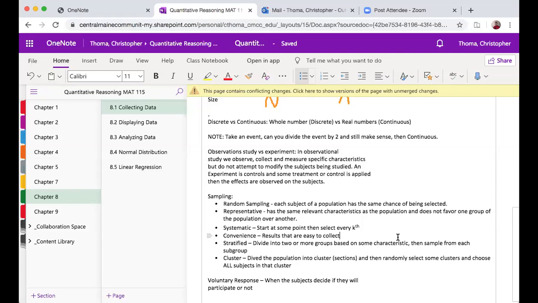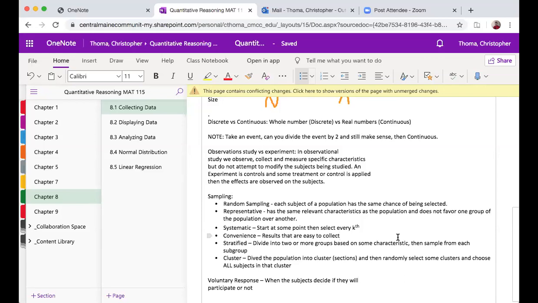So, you know, if I'm on CMCC campus and I want to get an opinion of how things are going with everybody doing this social distancing, and I talk to every 10th person that comes to the door, then I ignore the 9 in between. That's systematic.